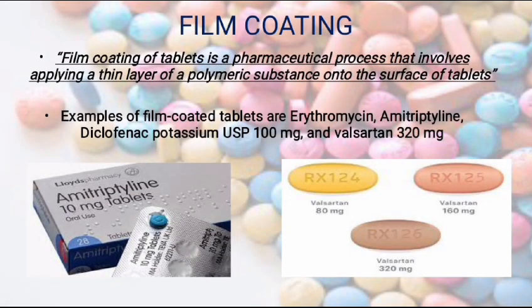Beginning with the film coating of tablets, it is a pharmaceutical process that involves applying a thin layer of a polymeric substance onto the surface of tablets. Examples of film coated tablets are erythromycin, amitriptyline, diclofenac potassium, and valsartan. The primary purpose of film coating is to improve the appearance, taste, and stability of the product.